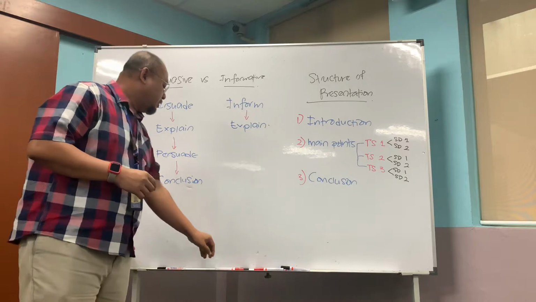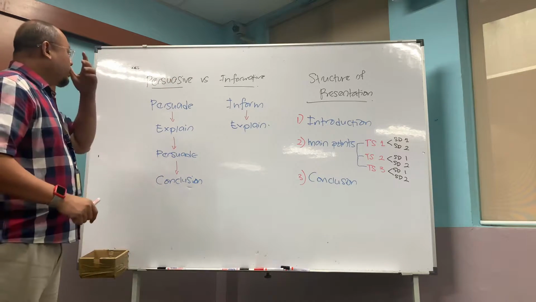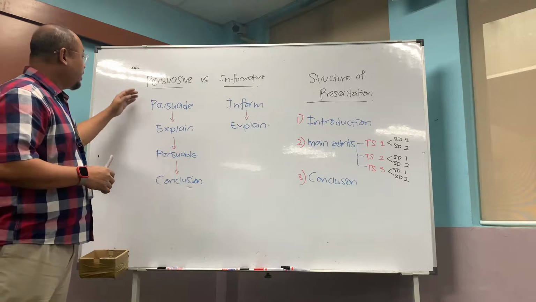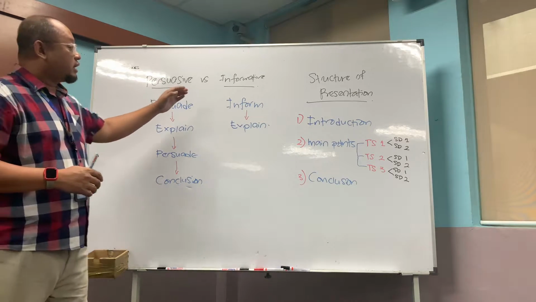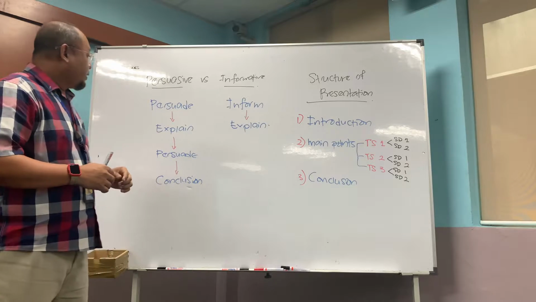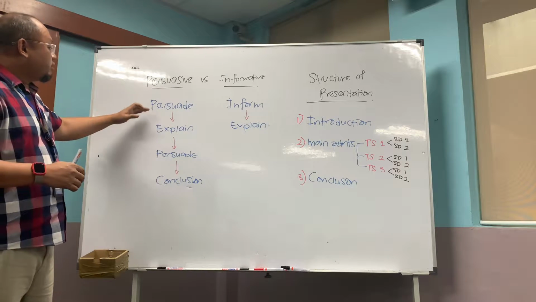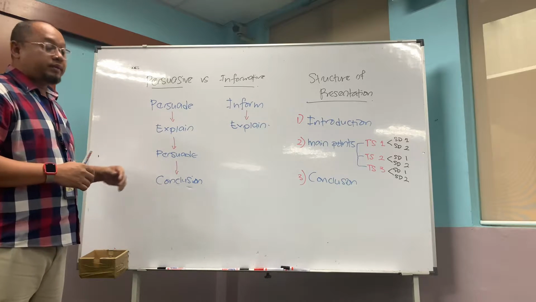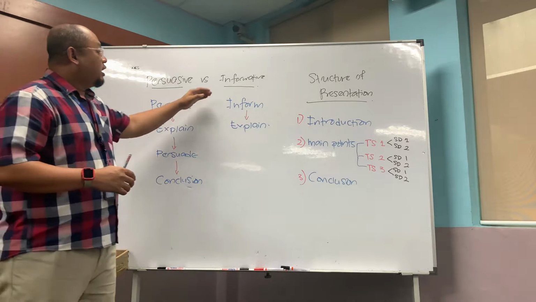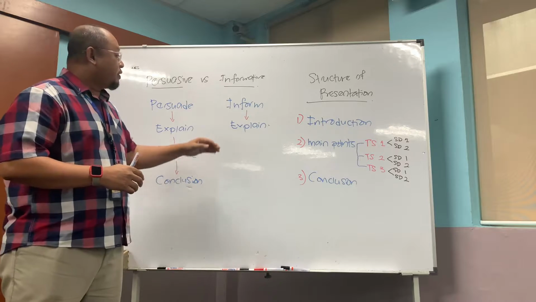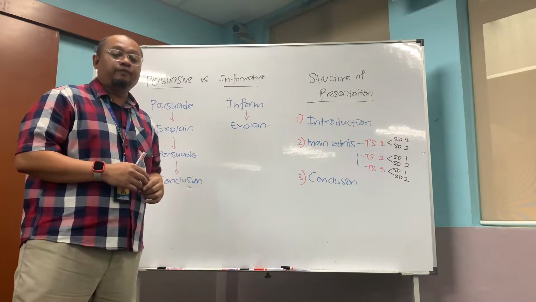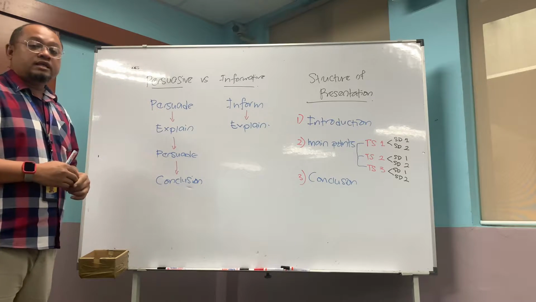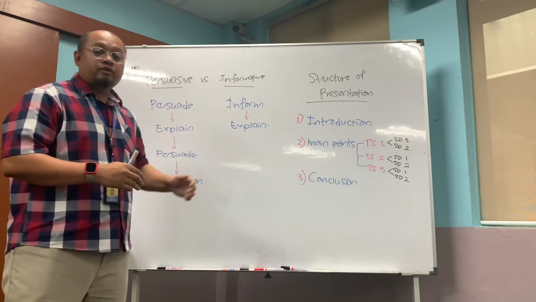So as we can see over here, I have divided the two things into two different parts. Part number one is on persuasive, and the second one is on informative. Persuasive comes from the word persuade, and informative comes from the word inform. We can see the structure over here. Persuasive speech is a bit longer compared to informative speech.